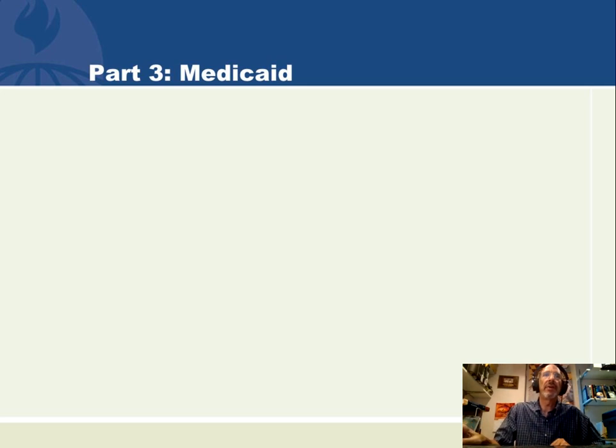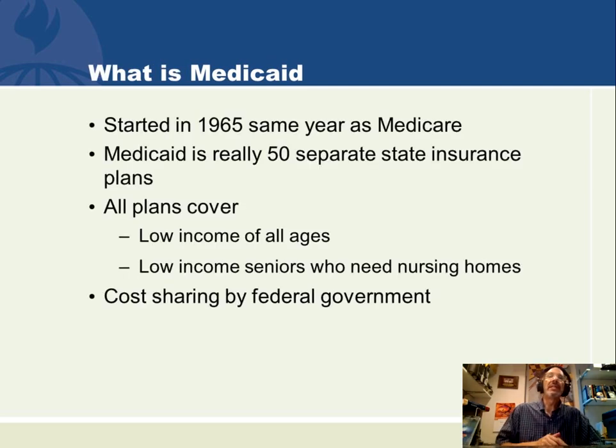This part is entitled Medicaid, and we're going to be talking about the Medicaid program in America. Medicaid was started in 1965, the same year as Medicare. It's really 50 separate state insurance plans because the states get a lot of control in some of the design elements of the Medicaid plan.